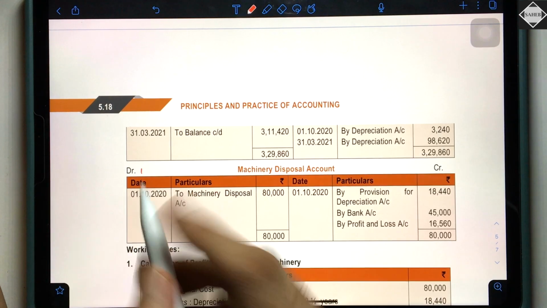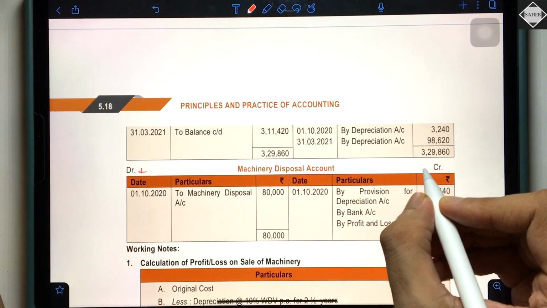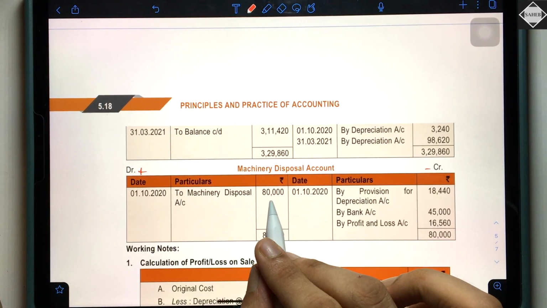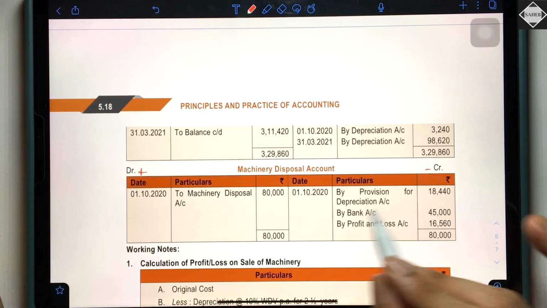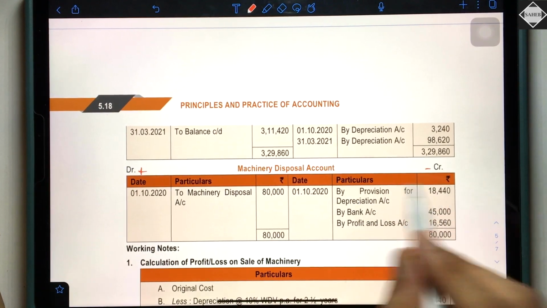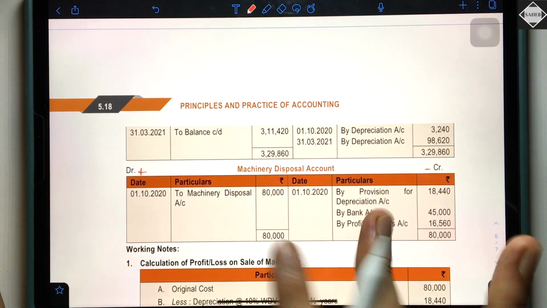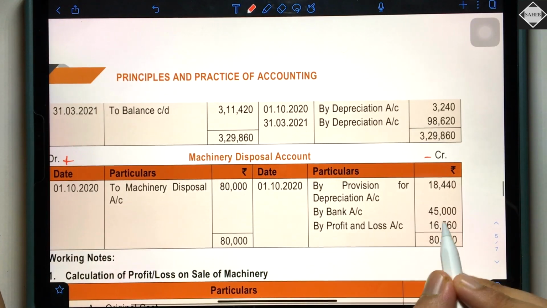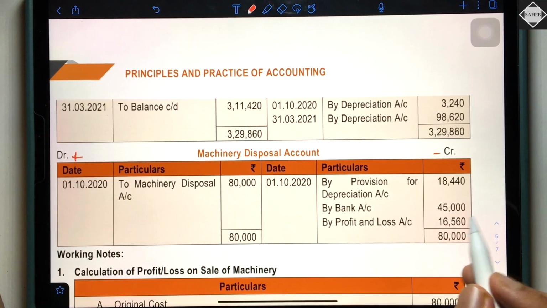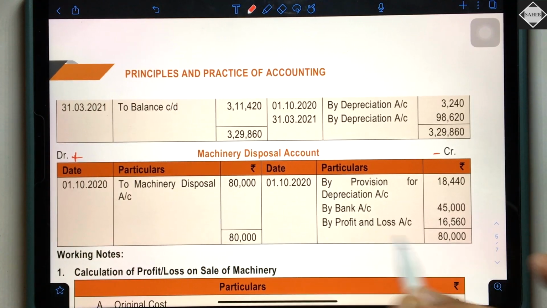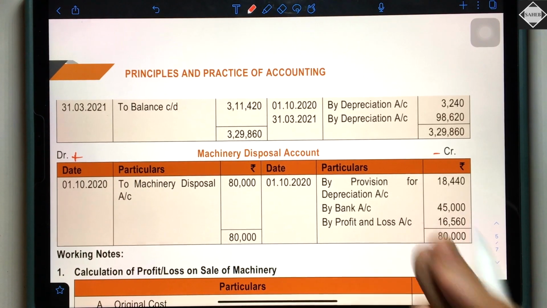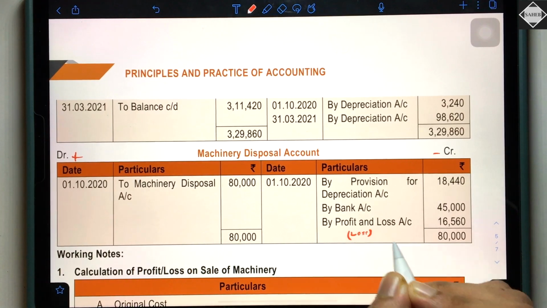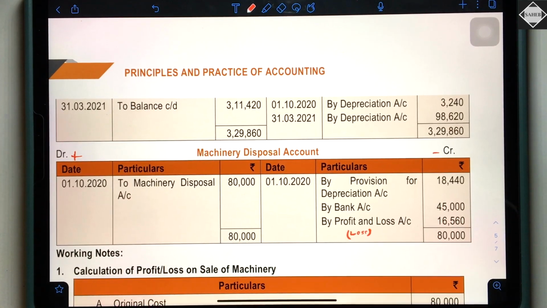First you increase the machinery disposal account, right? And then you are decreasing the machinery disposal account. Is that clear? Simple. This 80,000 was there. You found out how much depreciation has been charged on this 80,000. You took that over here. So you have got the WDV, and then you have taken the money which you have received by selling off the asset, 45,000. You found out that the difference is 16,560. The balancing figure will be either profit or loss. Now here in this case it is loss. Okay, is it clear? Simple and straightforward. So this is how you have to do it.